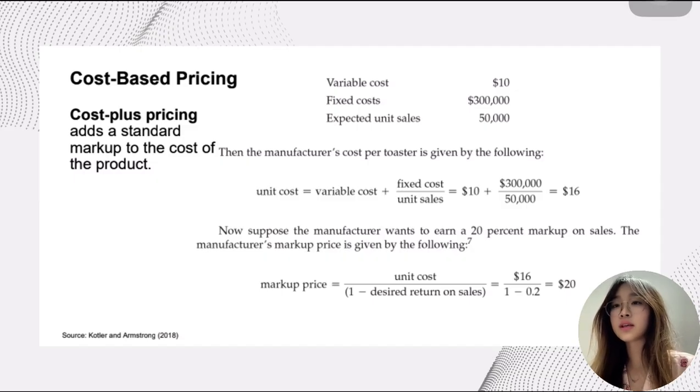$10 plus $6 equals $16. To earn a 20% markup on price, divide unit cost by 1 minus the desired return. $16 divided by 0.8 equals $20. The manufacturer priced the toaster at $20 to recover all costs and earn 20% profit.